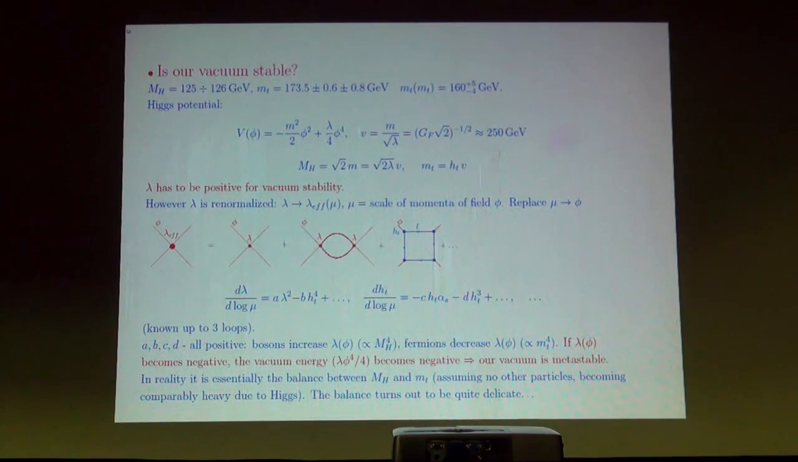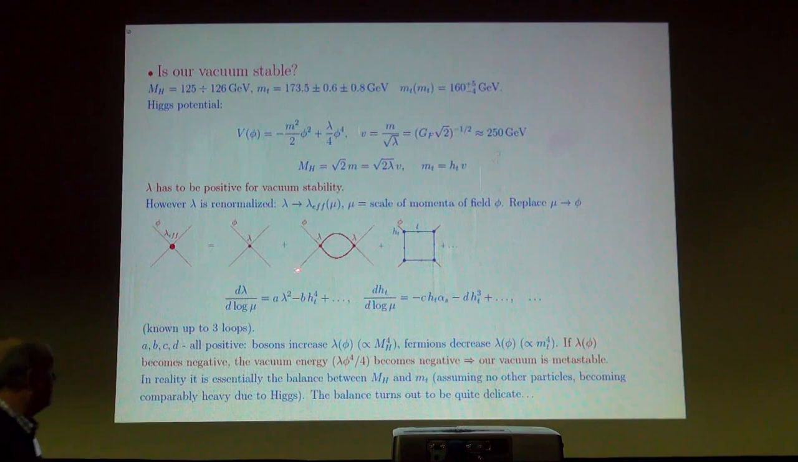So in reality, it's a very delicate balance. It turns out to be a very delicate balance between the contribution of the bosons of the Higgs field and the contribution of the top quark, the fermions. That is assuming no other particles have a sufficiently large coupling to the Higgs.